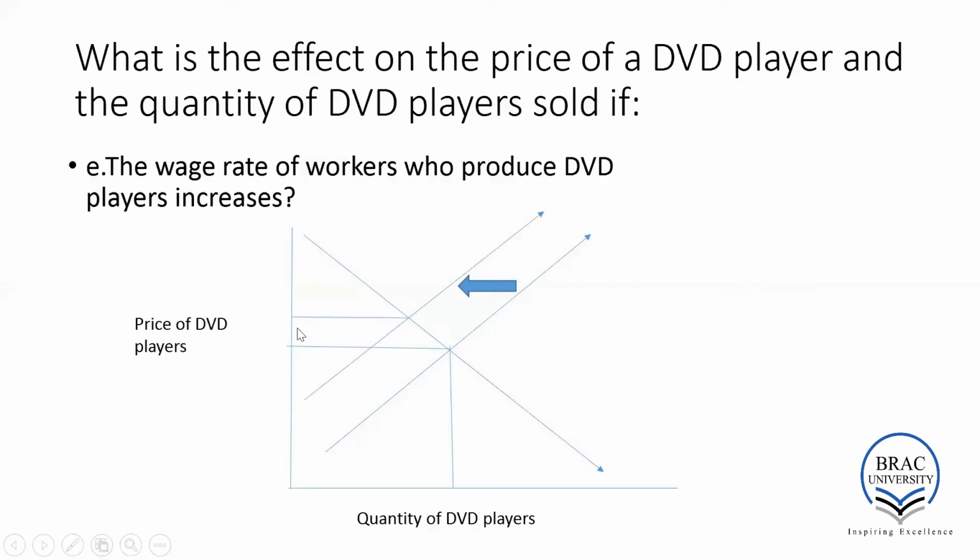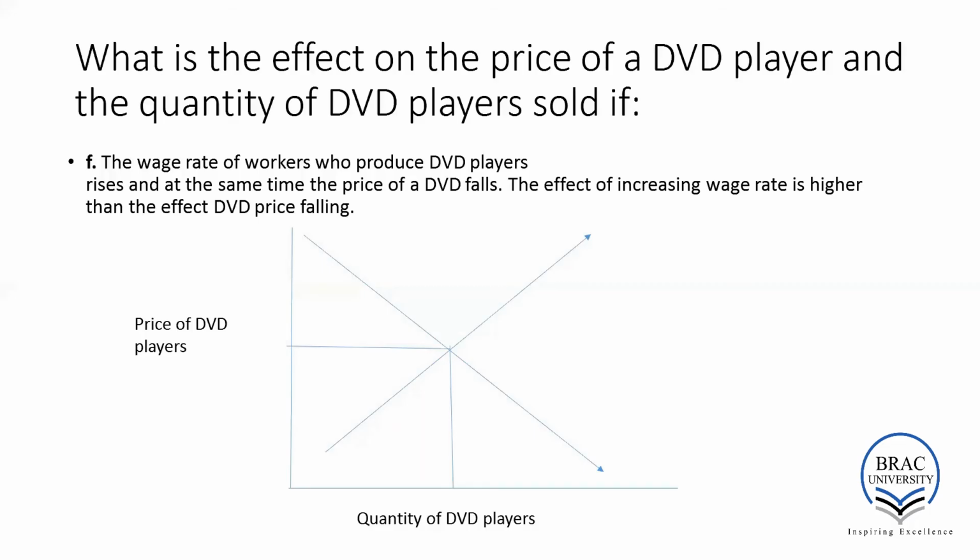This is our new equilibrium price. If we compare it with the initial one, we see an increase in price of DVD players in the market. And now if we look at the new equilibrium quantity and compare it with the initial one, we see a decrease in equilibrium quantity of DVD players due to an increase in the wage rate of workers.